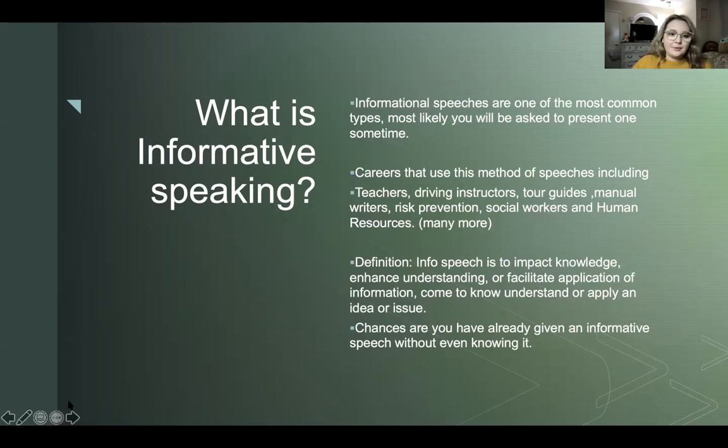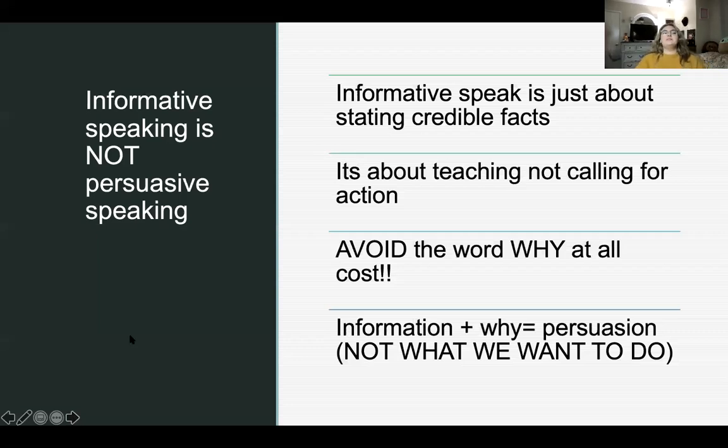So, now that we know what informative speaking is, let's ask ourselves what informative speaking is not. Informative speaking is not persuasive speaking. I can't stress this enough. Informative speaking is not persuasive speaking. The difference between informative speaking and persuasive speaking is very simple. Informative speaking is just stating the facts. It's X, Y, Z. And they're credible facts too.